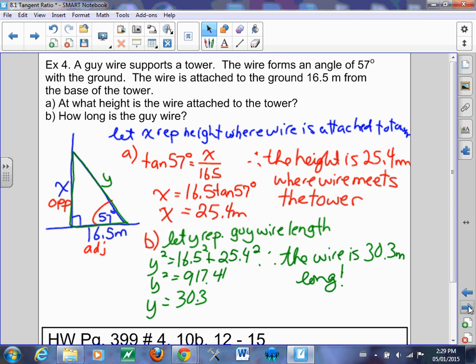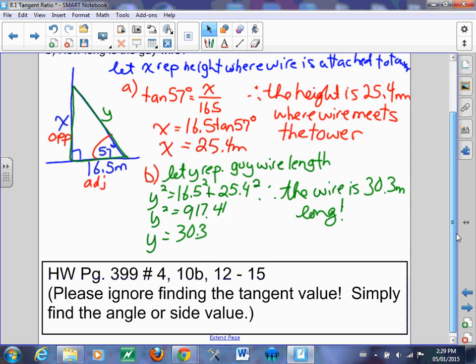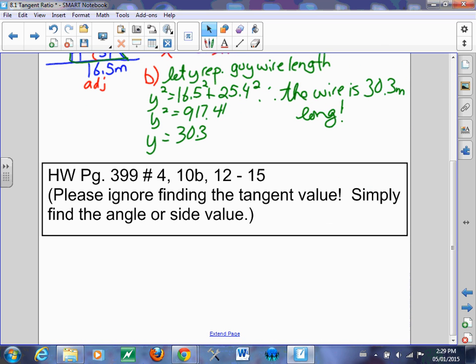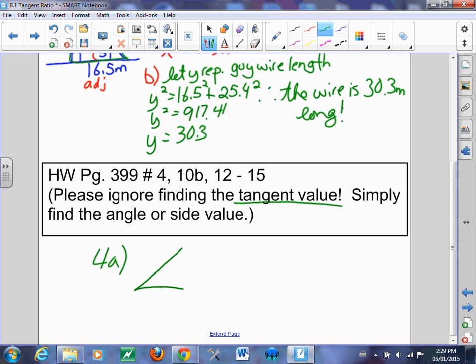Awesome. Okay, folks, that's a great introduction to trigonometry. When you are doing your homework, please ignore finding the tangent value. That's where they do it to 4 decimal places before they find the answer. Just plug in your calculator. It'll do the work. And just a side note, folks, when you take a look at 4A, there are 2 ways you can draw this. I don't want you to get confused. It'll make more sense when you look at it.